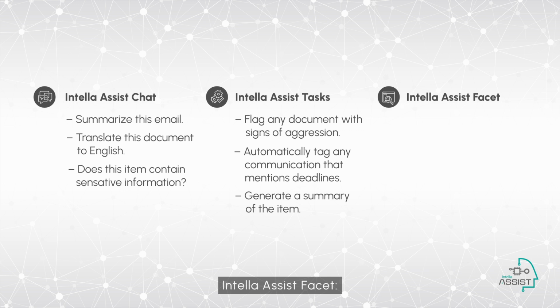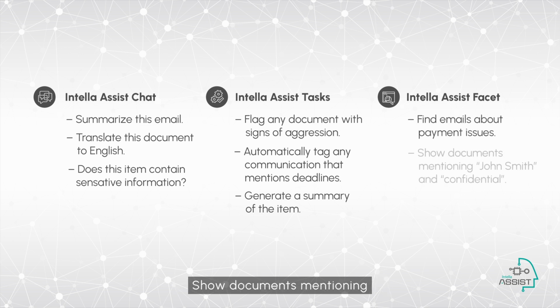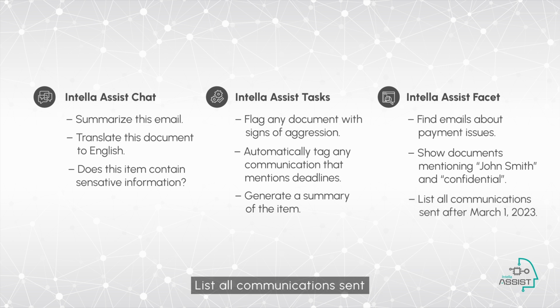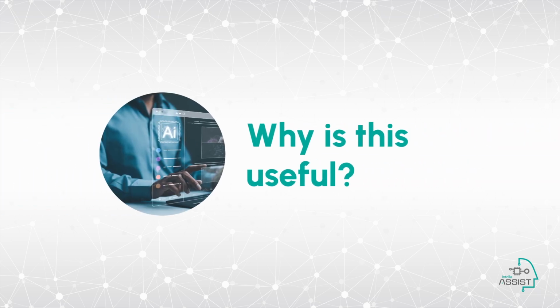Intella Assist Facet performs searches using everyday language. Your query is converted into a structured query. For example, find emails about payment issues. Show documents mentioning John Smith and confidential. List all communications sent after March 1, 2023. These three tools give you flexible, powerful ways to interact with your data, whether you're reviewing one item or analyzing a batch. Why is it useful?